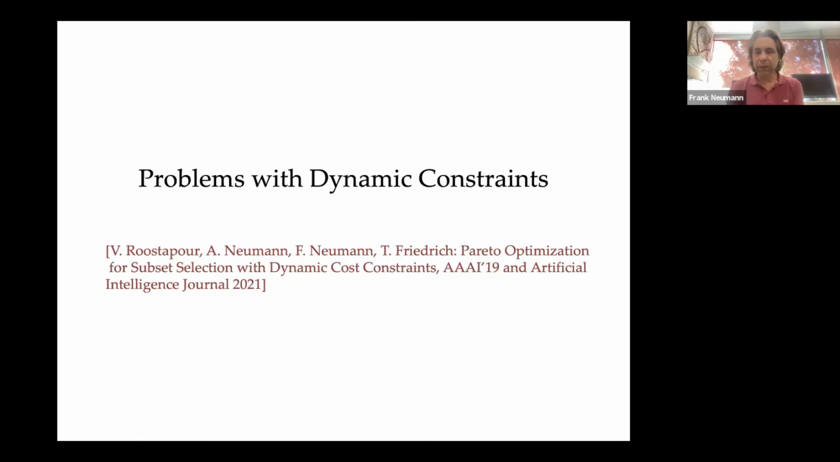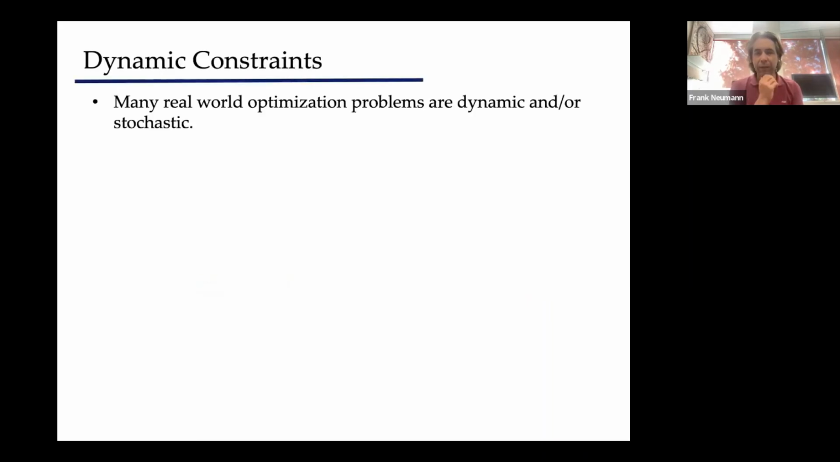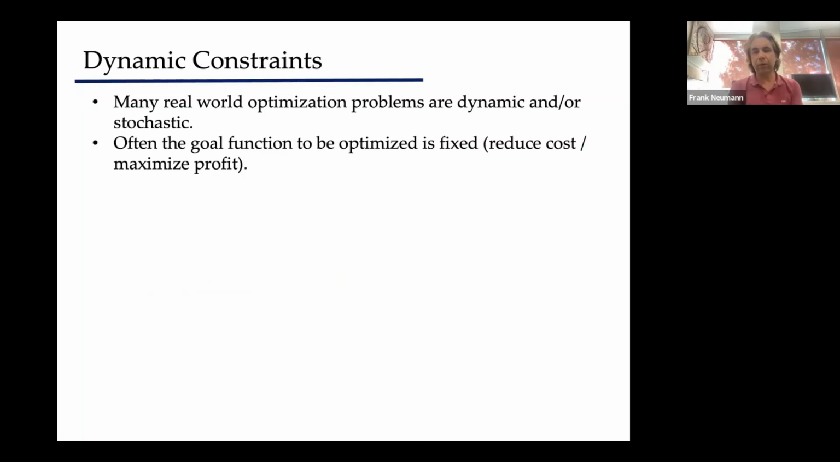So the one here, we presented that first at AAAI 2019, and there's now an artificial intelligence journal extended version that should be online, or at least it is on arXiv if you're interested. And what we've been interested in are problems that are dynamic or stochastic, because they often occur in real-world situations.